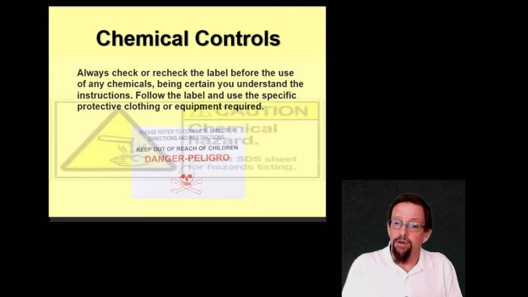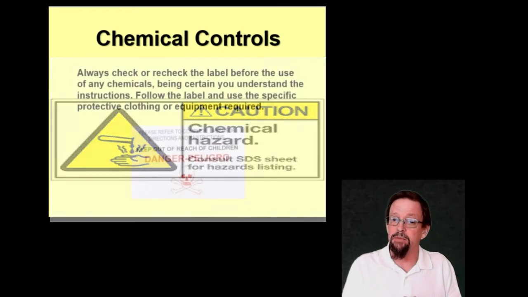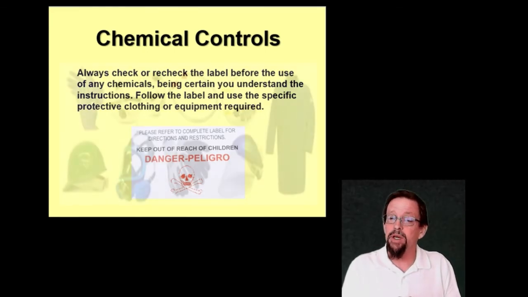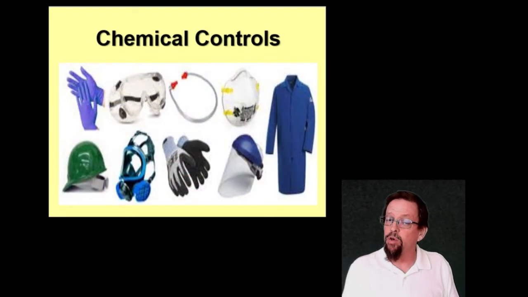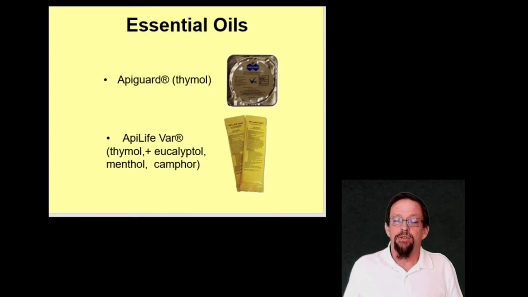So, chemical controls. Now, when you're working with chemicals, it is paramount that you check and then recheck the labels on the safety precautions that go along with these chemicals, because a lot of them are definitely hazardous to your health. And again, if you've worked with these chemicals quite a bit, you still need to go back and check to make sure that you're handling them correctly. Make sure that you have the specified protective clothing and the equipment required. Again, safety is paramount.